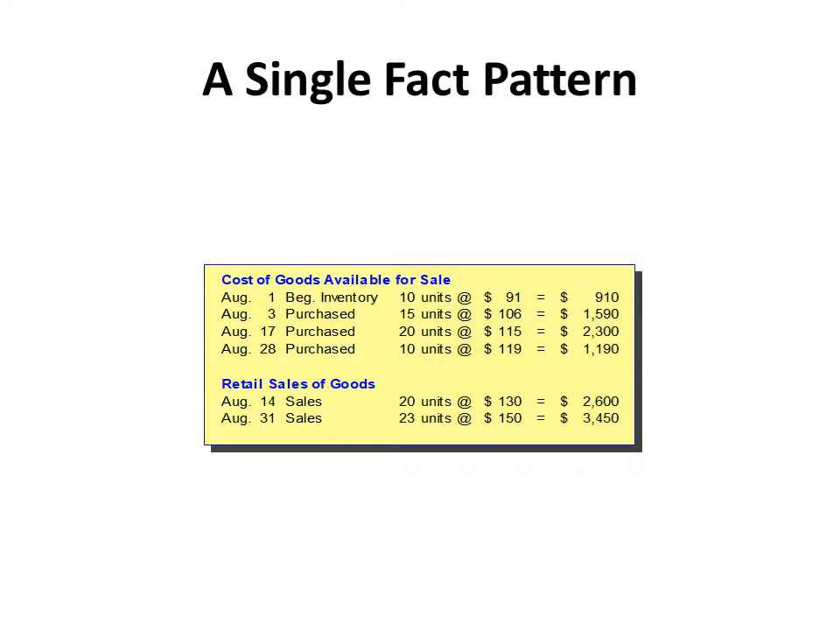So on August 1, I have beginning inventory of 910. That's not going to change. On August 3rd, I purchase some inventory. On August 14th, I sell some inventory. On August 17th, I purchase some more. On August 28th, I purchase some more. And on August 31st, I sell some more. So this fact pattern is used for all four cost flow assumptions: specific identification, FIFO, LIFO, and weighted average.